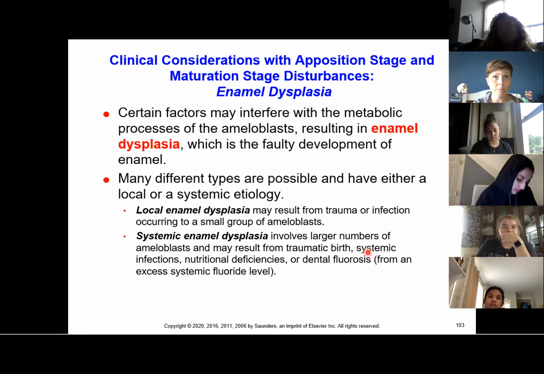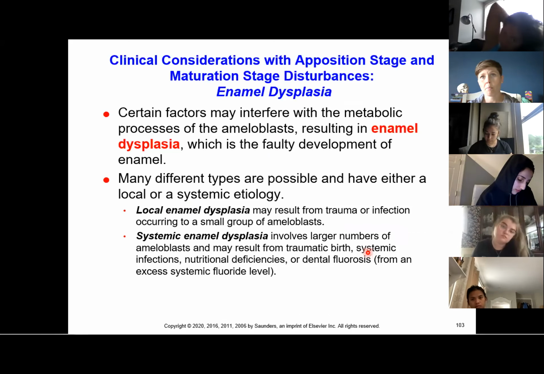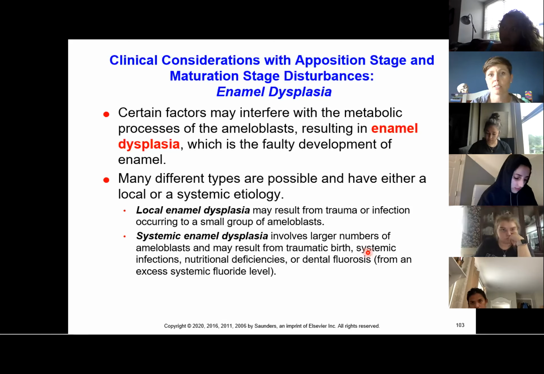So enamel dysplasia is one disturbance that happens during the appositional phase. It makes sense that it would happen then, because what are we doing in that phase? We're laying the enamel. There is localized enamel dysplasia, which could happen from trauma like knocking a tooth, a fever, or a high dosage of antibiotics at a certain point. And then there's systemic, which could be from an infection like syphilis that causes wrong enamel growth, or dental fluorosis from systemic fluoride levels, those types of things.